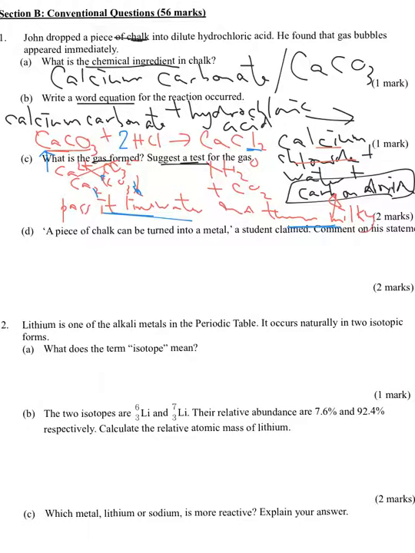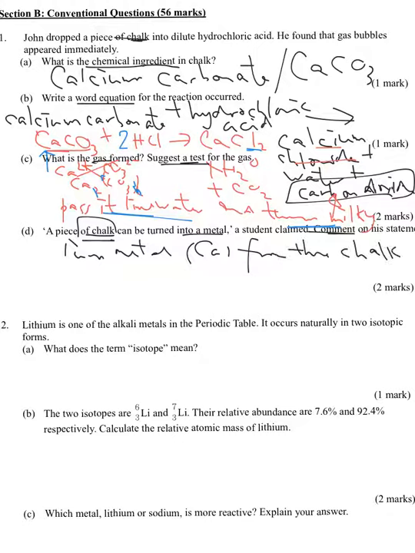Now, for part D, if a piece of chalk can turn into metal, give comment. Remember, for this sentence structure, comment means you agree or disagree with the sentence, and then give an appropriate explanation. Now, if we want to extract a metal from the chalk, can we? Of course, yes we can. That means we can turn chalk into metal. The metal, of course, is calcium. But how? You need to explain why.